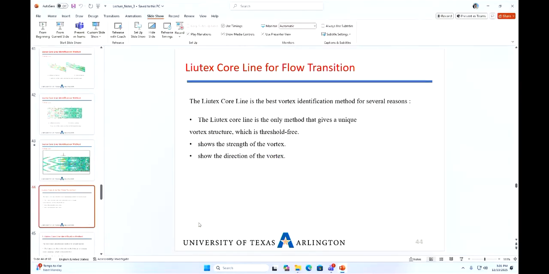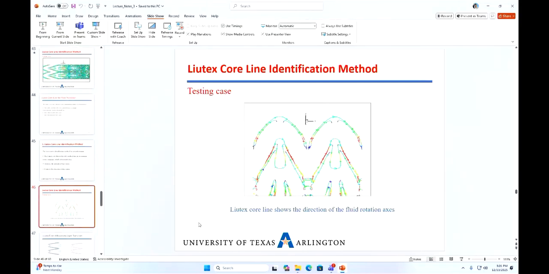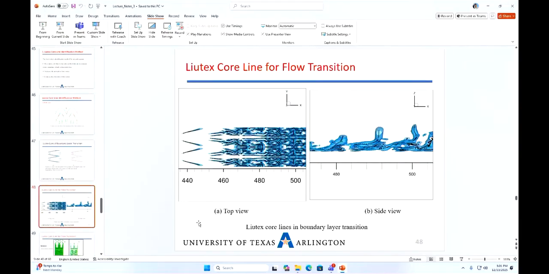And in detail, I think Dr. Yu will talk about it. The core line, I don't want to say much about it. So then we can see this core line, and I believe this is made by Dr. Yu, right? Yeah, I think he gave the core line.